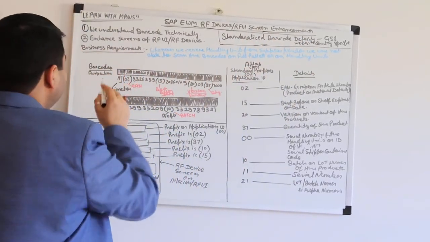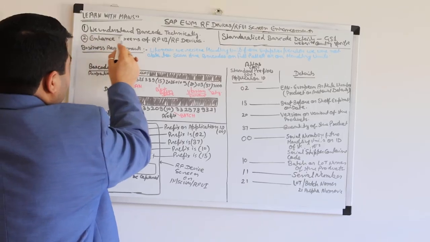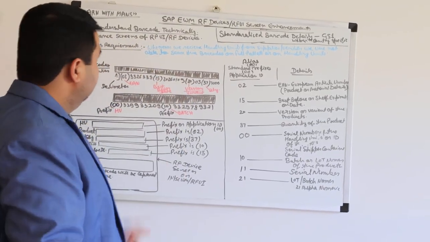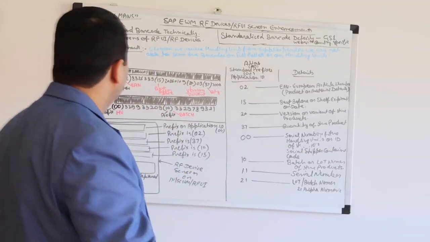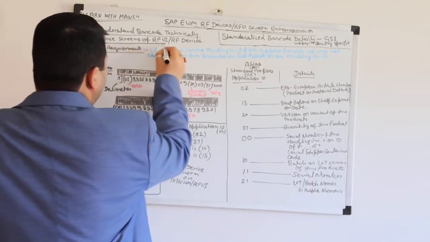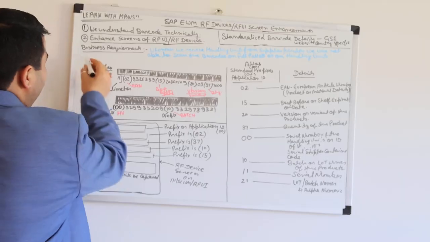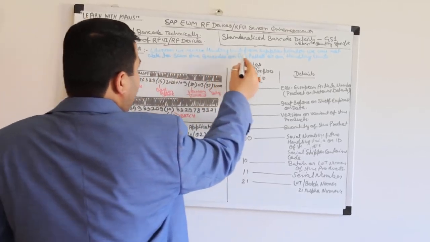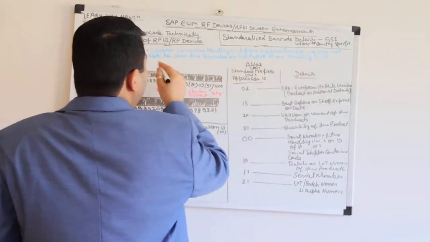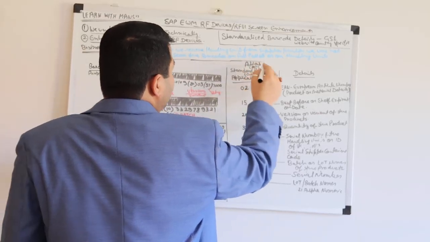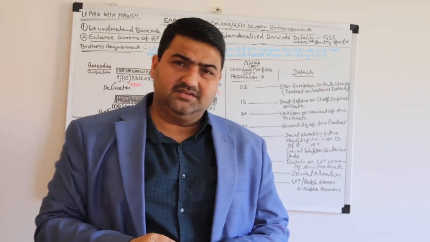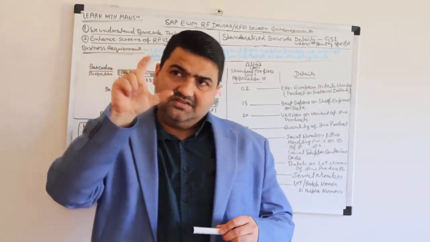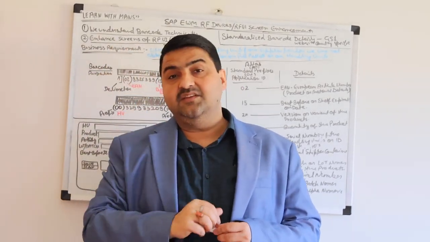So the first point, we understand barcodes technically. Enhance screen of RFUI RF devices and business requirement. Whenever we receive the handling unit from the supplier vendor, we were not able to scan the barcodes, full pallet or handling unit. So how does a barcode work? We always see that barcodes contain information.